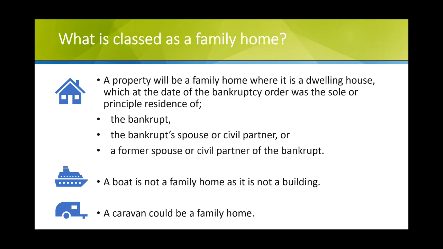The term family home only has relevance when dealing with a bankruptcy. A property will be a family home where it is a dwelling house, which at the date of the bankruptcy order was the sole or principal residence of the bankrupt spouse or civil partner, or former spouse or civil partner of the bankrupt. A dwelling house is defined in the Act as including any building or part of a building which is occupied as a dwelling, and any yard, garden or outhouse belonging to the dwelling house.